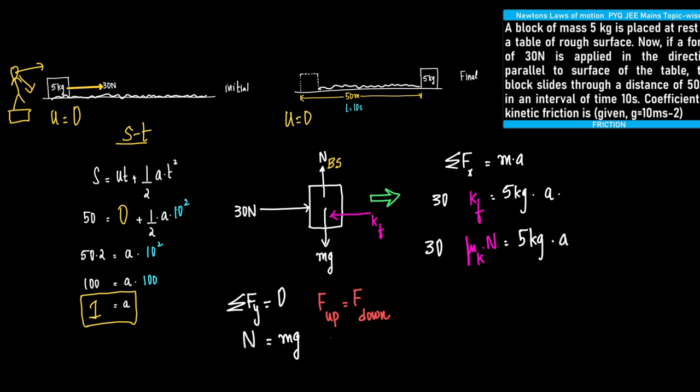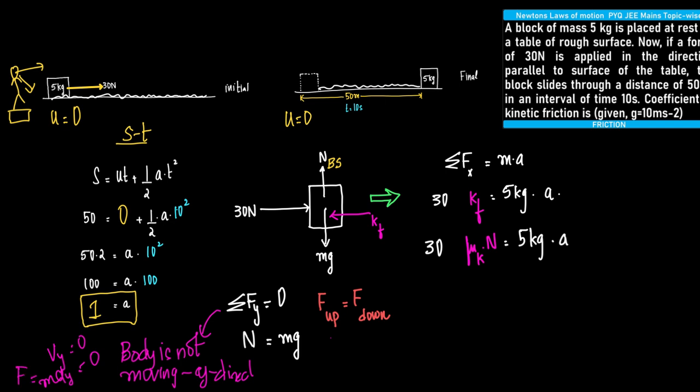Now, if we apply the equilibrium condition, what is sigma Fy equal to? Sigma Fy is equal to 0 because the body is not moving along the y direction. If the body is not moving along the y direction, the velocity Vy is equal to 0, therefore Ay is equal to 0, therefore m into Ay is equal to 0, and therefore F is equal to m into Ay is also equal to 0. Therefore sigma Fy is equal to 0.